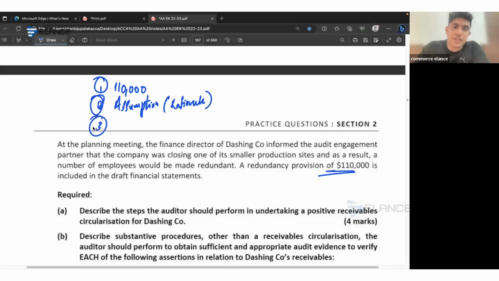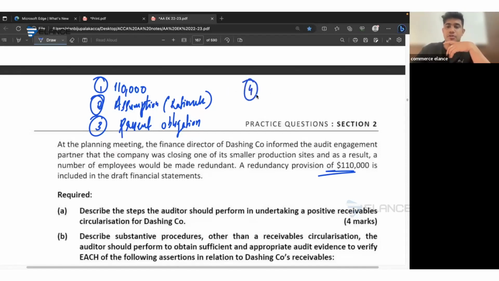Then third, definitely you need to know about the status of this particular redundancy provision. For example, we know that a provision should be created only if there is a present obligation. So we need to know whether there is a present obligation for the company. And when it comes to redundancy, an obligation for the company will arise only if the company has informed the employees about the redundancy, or the company should have actively started the program of reorganizing. Then only there will be a present obligation. So we need to know whether the company has already informed the employees about the redundancy.